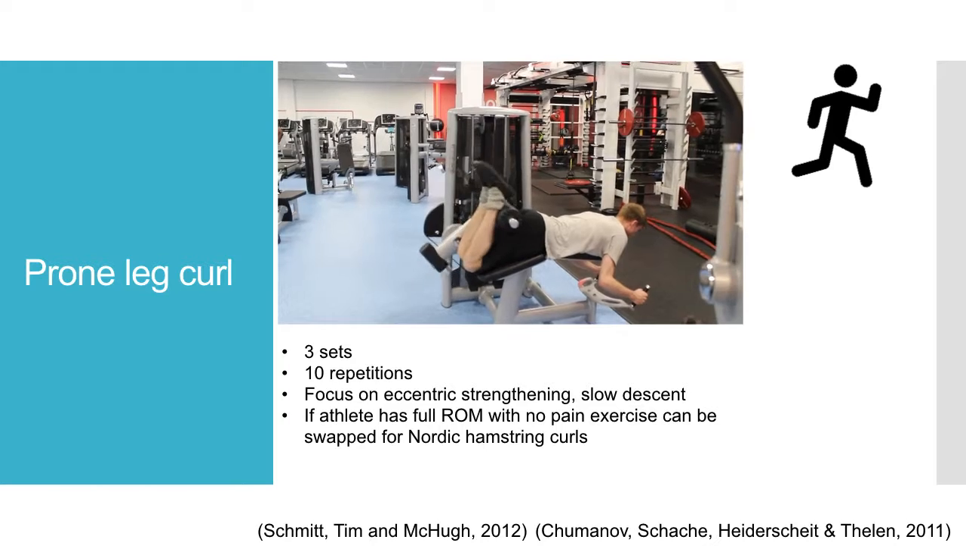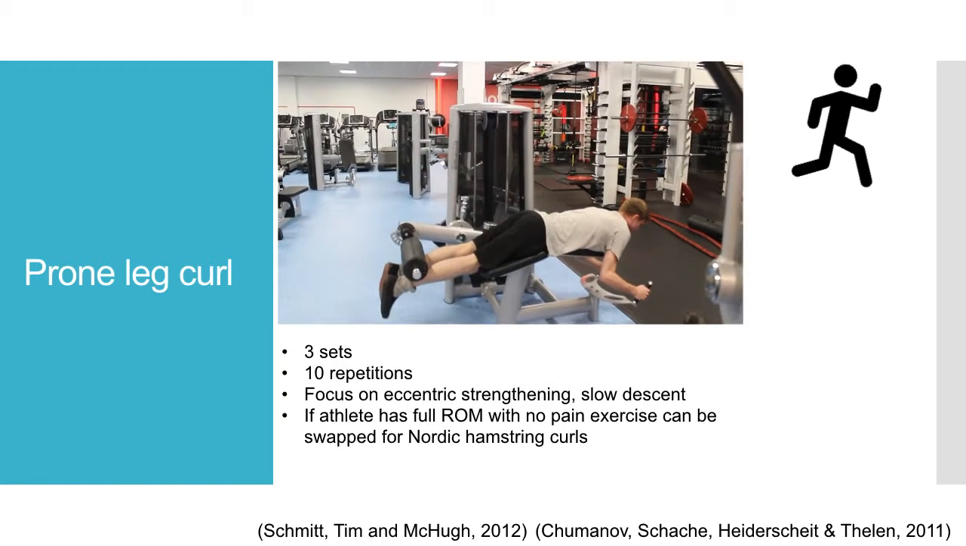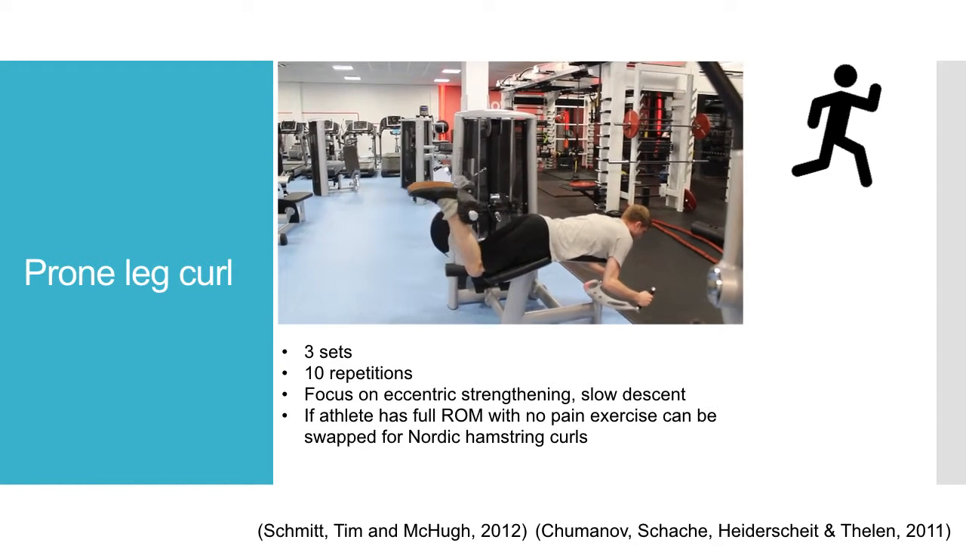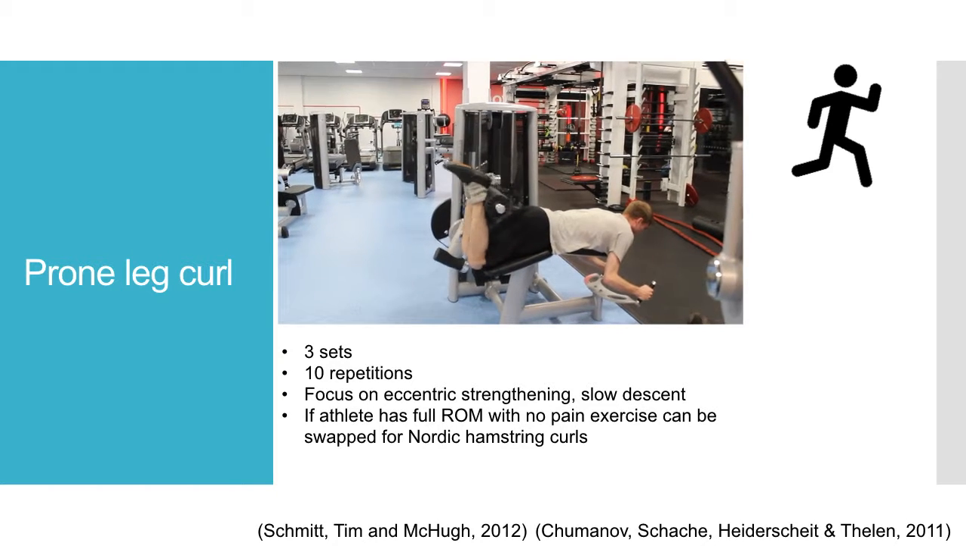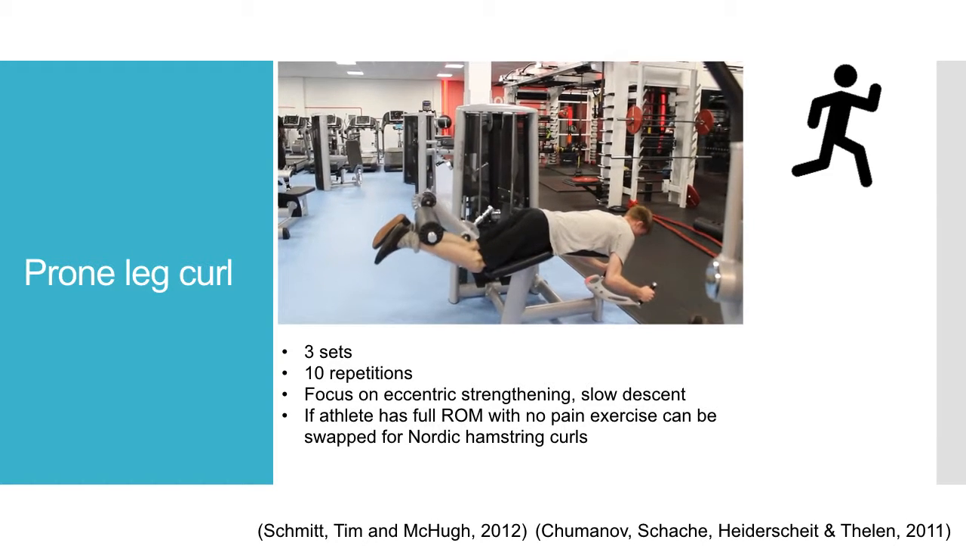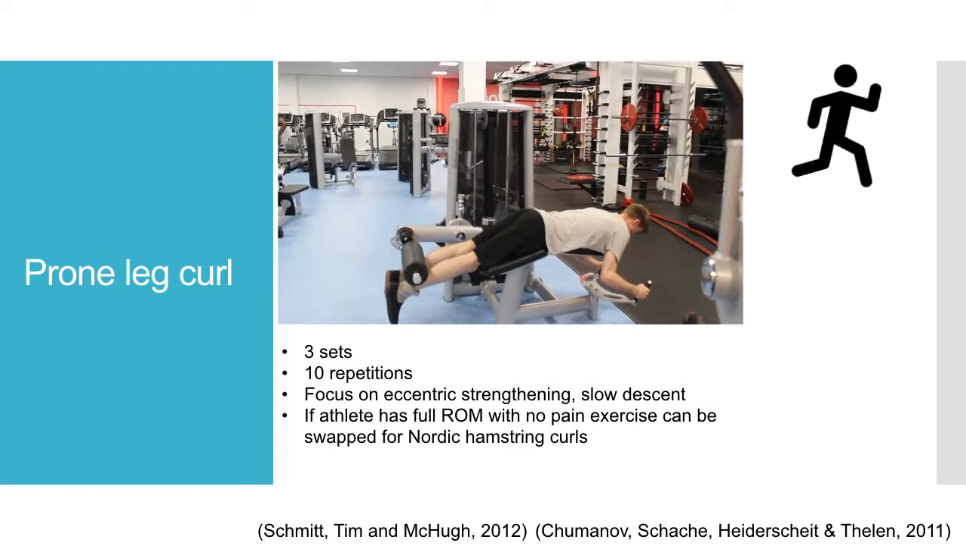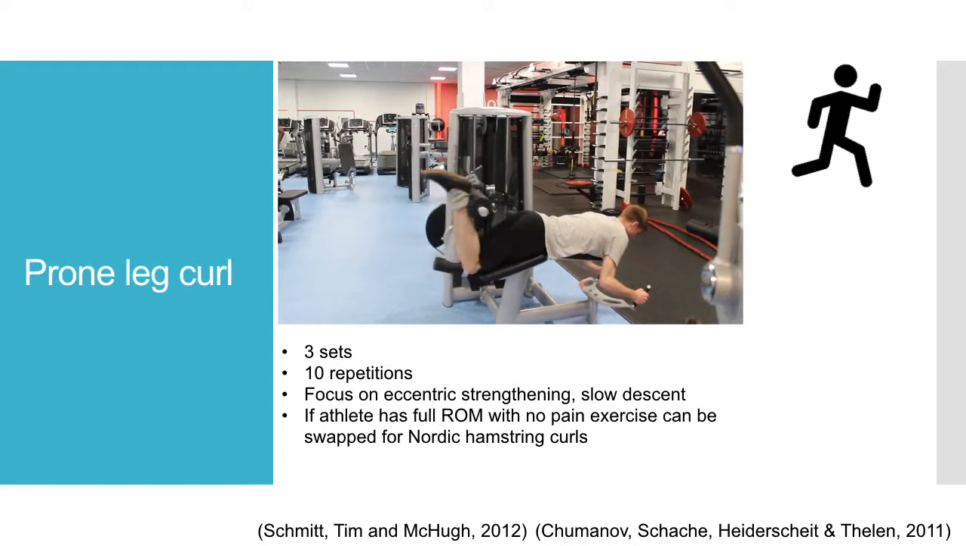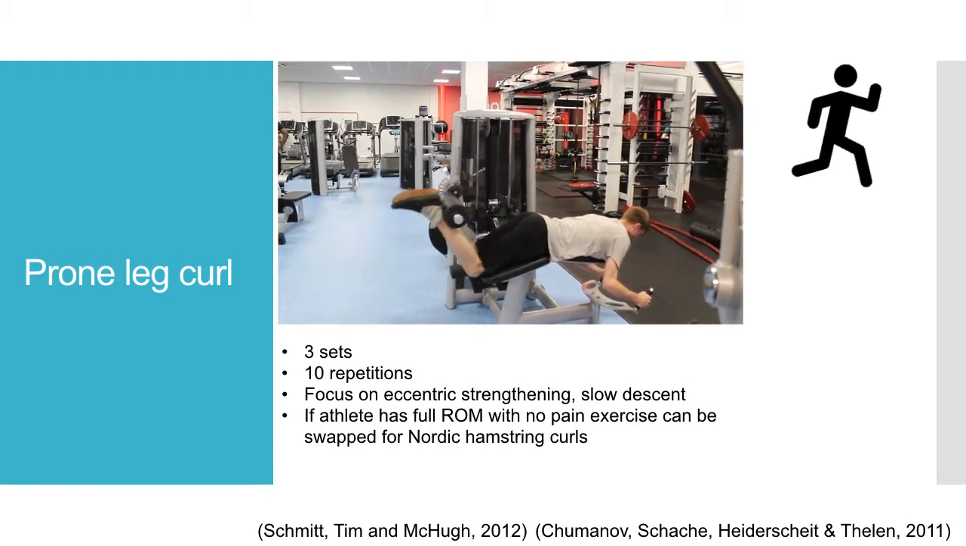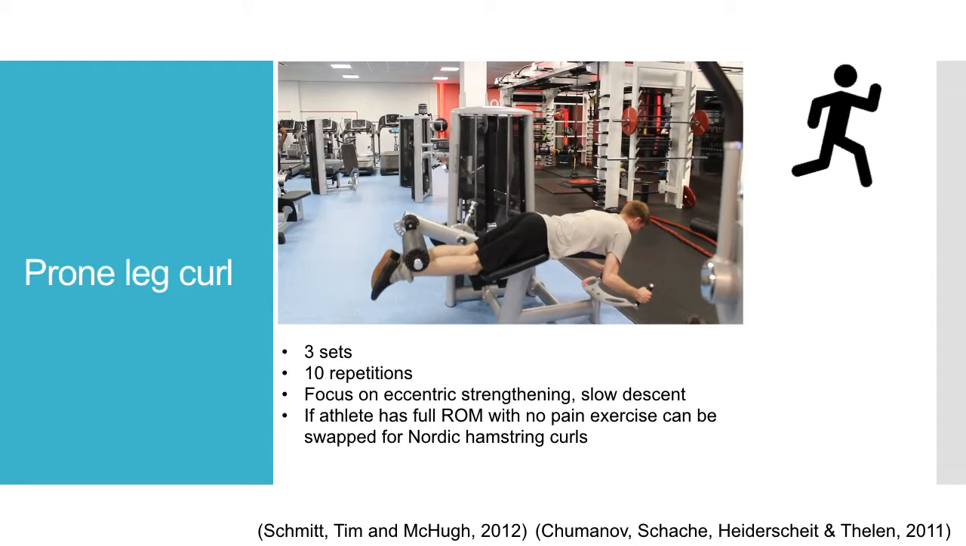When performing this exercise, the athlete should lie prone on the machine with the leg pad on the distal third of the tibia. They should hold onto the handles at the front of the machine and then flex their knee, making sure to keep their abdomen, femur and upper part of their patella on the bed of the machine.